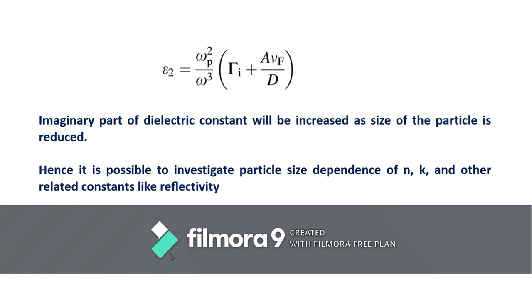So finally, considering these two contributions, we can write the imaginary part of the dielectric constant as epsilon 2 equal to omega p square by omega cube into tau i plus tau s. Hence, from this equation we see that the imaginary part of the dielectric constant will obviously increase as the size of the nanoparticle decreases. So this imaginary part is directly related to the size of the nanoparticles. That means the dielectric property of nanomaterials is strongly size dependent, and this directly influences the real part of the refractive index, the extinction coefficient and other related dielectric parameters like reflectivity and absorption through the materials, etc. Thank you.